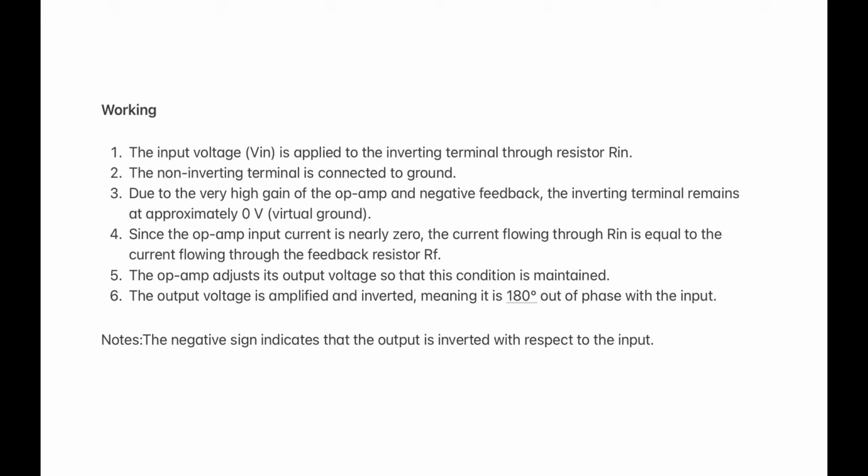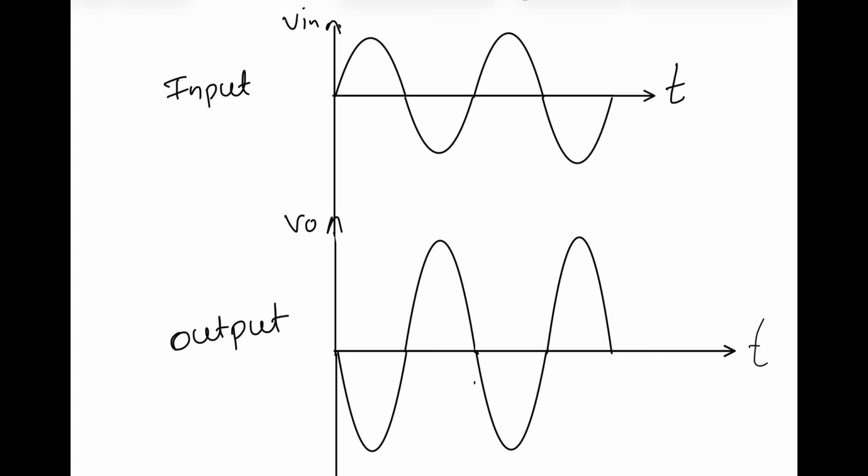Output waveform. Input is sinusoidal. The output is also a sinusoidal waveform. The output is 180 degrees out of phase with the input signal. When the input is positive, the output becomes negative. When the input is negative, the output becomes positive.